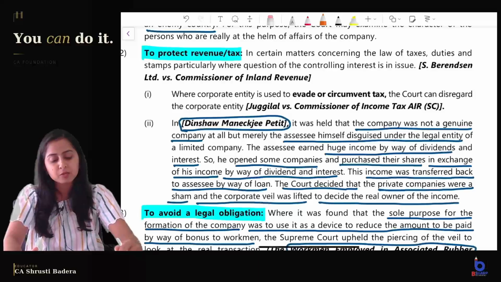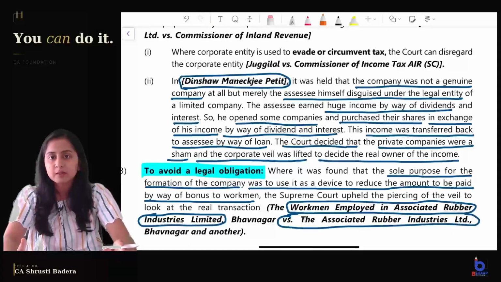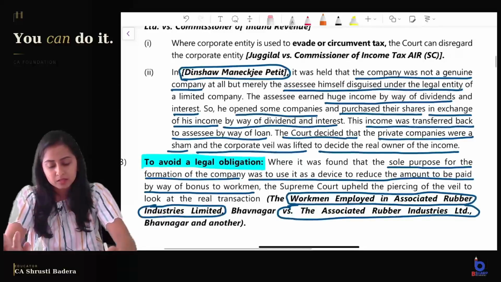So this Dinshaw Maneckji Petit, what did he do? He incorporated a company just for evasion of tax. How? He incorporated the company and all his dividend and interest income on the shares and the debentures was transferred to this new company, and all the income was given back to Dinshaw by way of loan. Now in this case you will realize that the loan was never repaid. So that is why the court disregarded the corporate status and considered these companies a sham and considered Dinshaw and these companies as a single person.